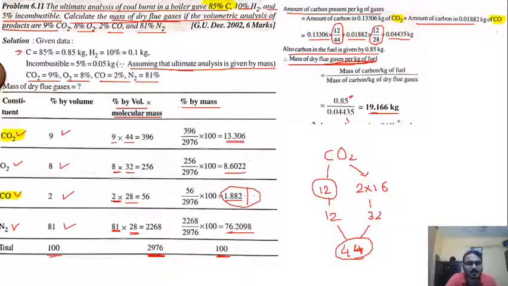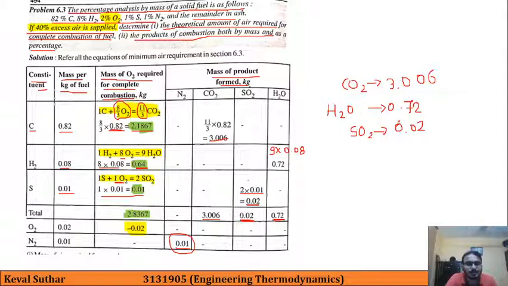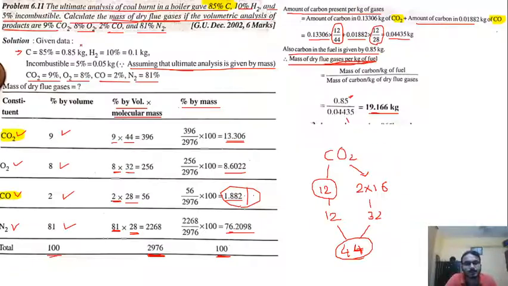So in today's extra lecture we have calculated the theoretical amount of air required and products of combustion by both mass and percentage, and in the second case we have calculated the mass of dry flue gases per kg of fuel.